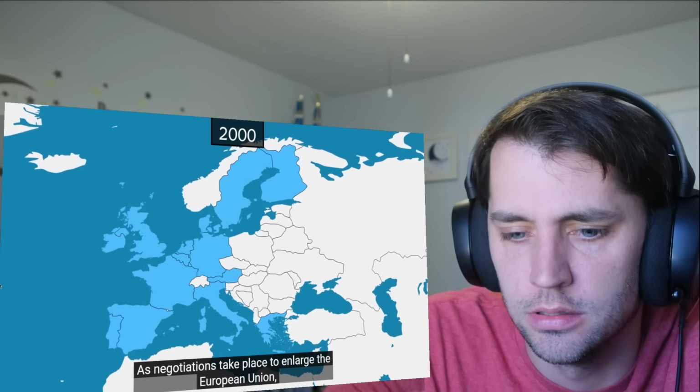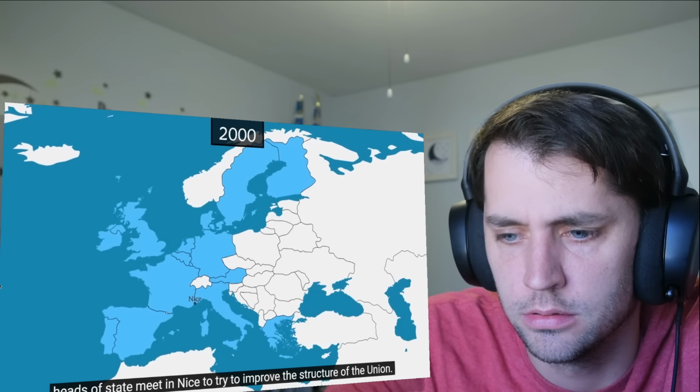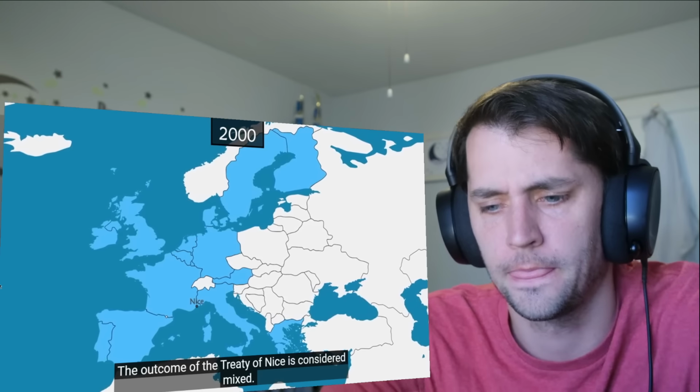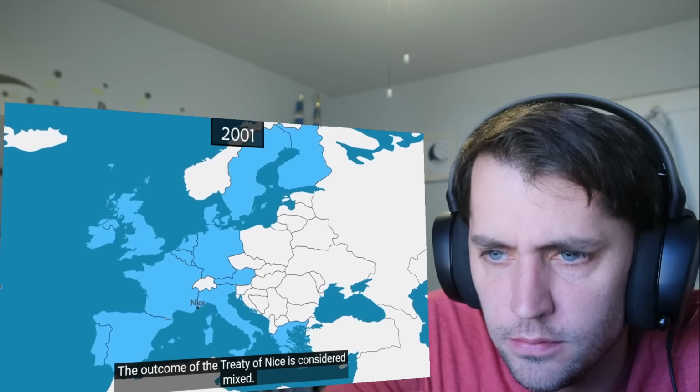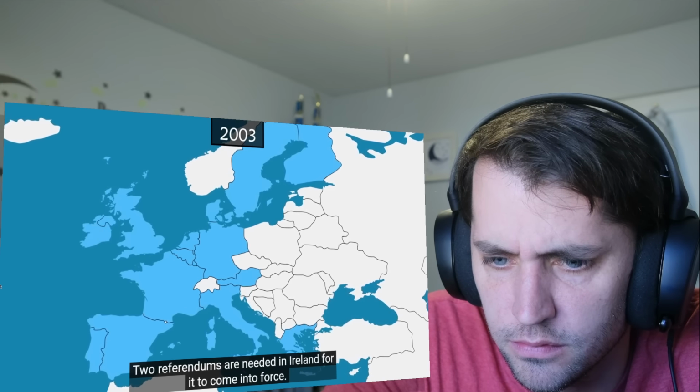As negotiations take place to enlarge the union, heads of state meet in Nice to try and improve the structure of the union. The outcome of the Treaty of Nice is considered mixed. 2 referendums are needed in Ireland for it to come into force.